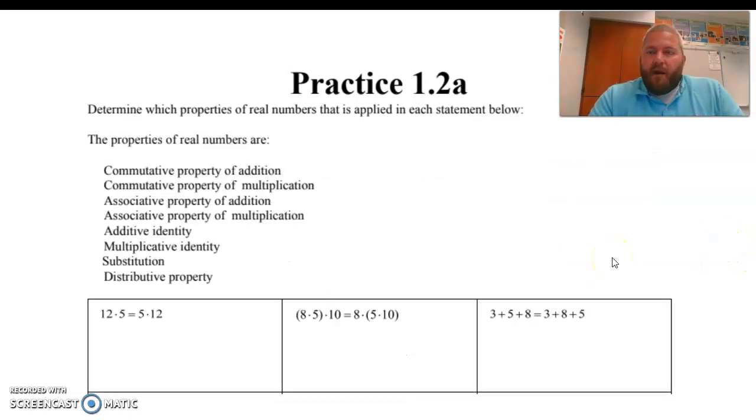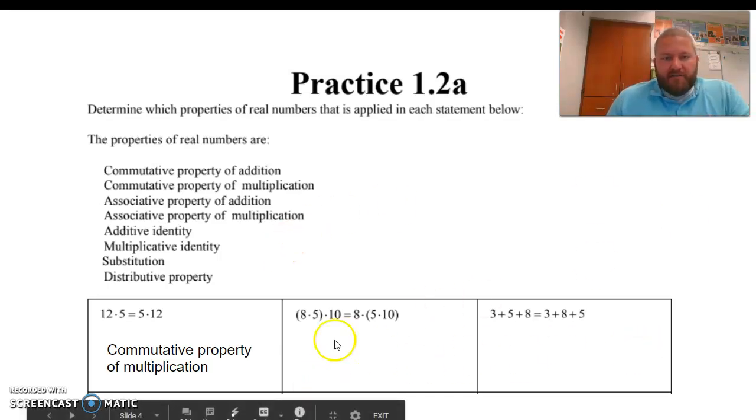All right, practicing with this is just going to be looking at some examples and identifying and determining which property of these real numbers is applied to the statement below. So there's a list of properties that we talked about in our notes. And if we look at 12 times 5 equals 5 times 12, we need to ask ourselves, what is going on here and what property does that fall into? Well, we see multiplication, so that's going to narrow it down to one of those. And it looks like here all we did is switch the order of our numbers. This is going to fall into our commutative property of multiplication.